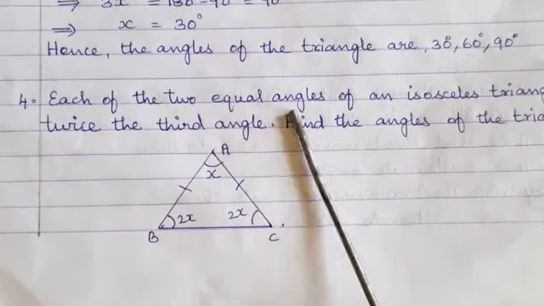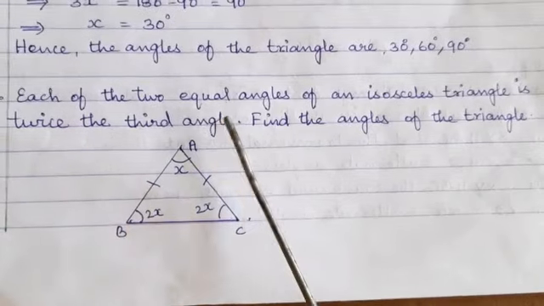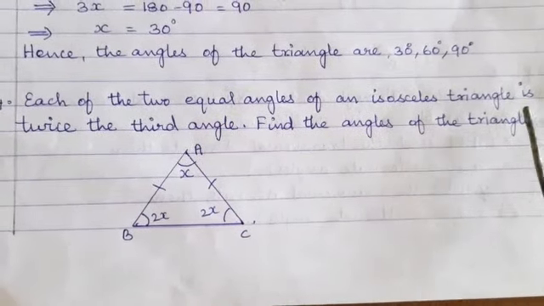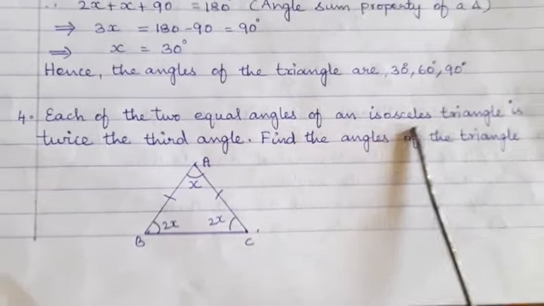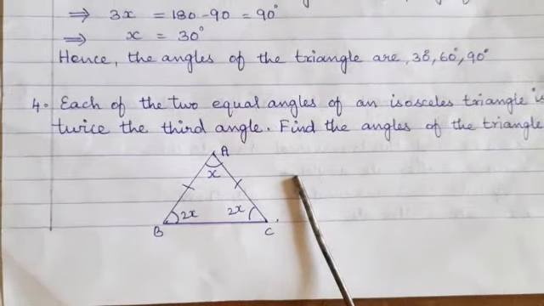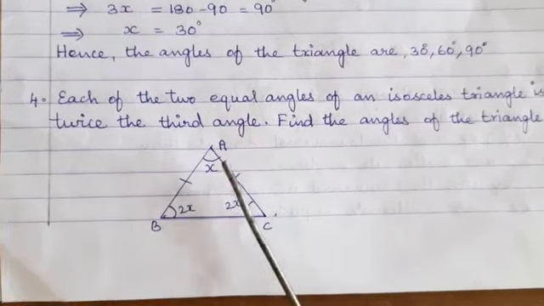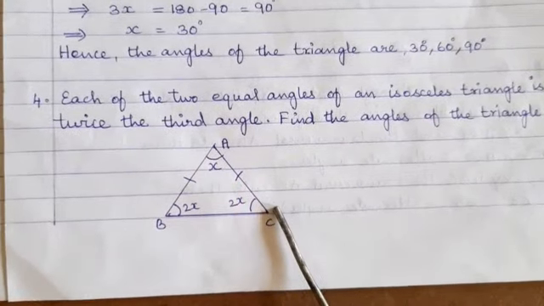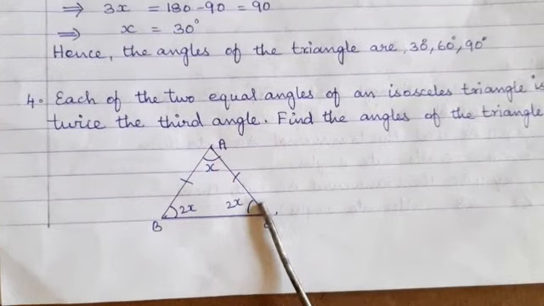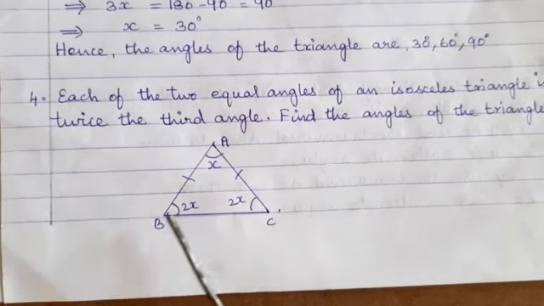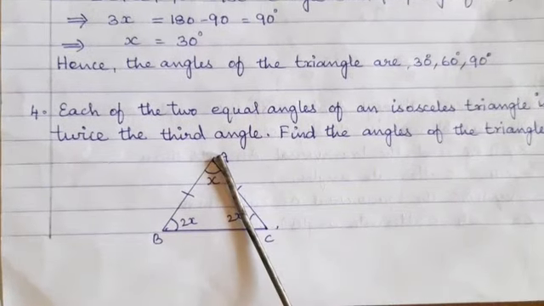Each of the two equal angles of an isosceles triangle is twice the third angle. Find the angles of the triangle. What is given in this question? Two equal angles of an isosceles triangle. Isosceles triangle means two sides are equal. So angles opposite to the equal sides are equal. You have already studied this theorem. So AB and AC are equal sides. So opposite to AB is angle C, and opposite to AC is angle B, which is 2x.